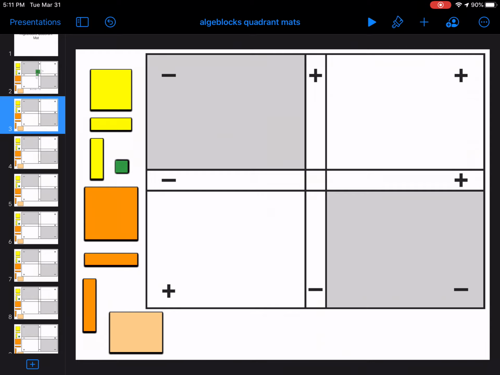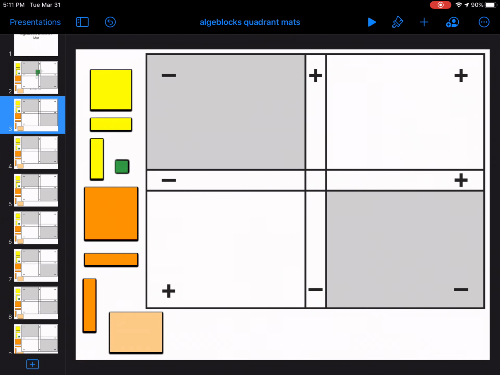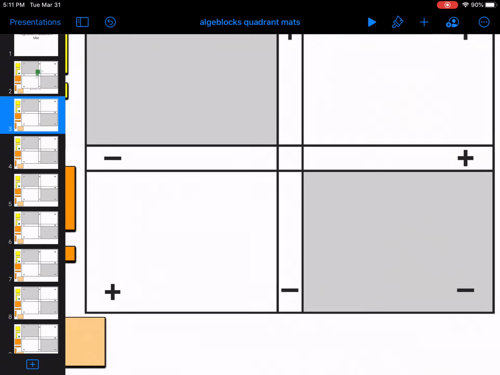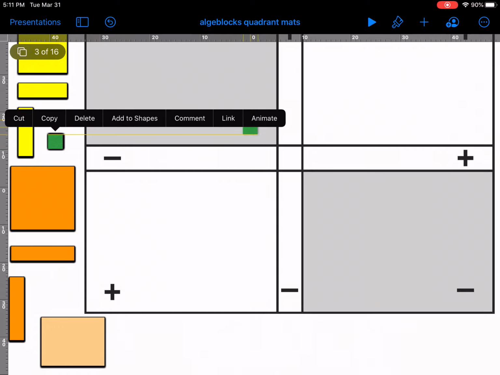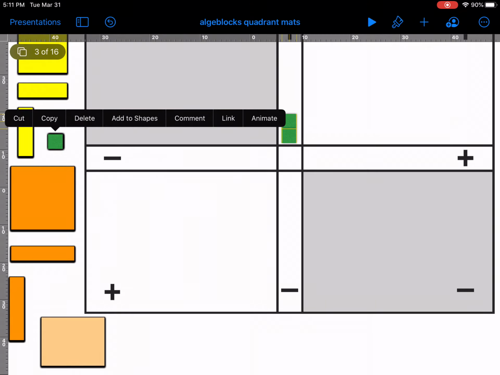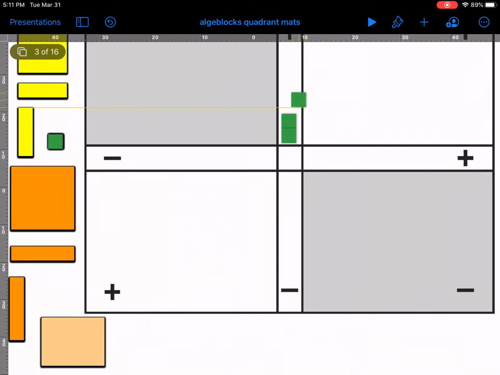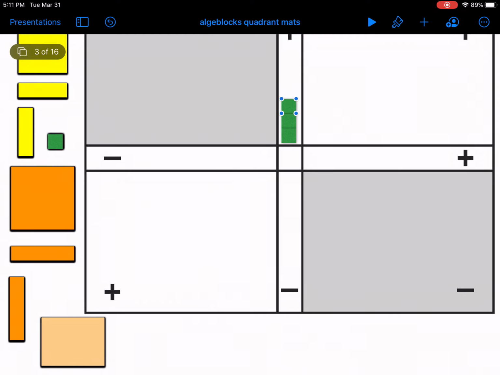Okay, so it was 3 times 2x? Let's check. 3 times 2x. So we need to put 3 on the vertical factor and 2x on the horizontal factor. So let's zoom in here. 3 on the vertical factor. There's 1. There's 2. And there's 3. And 2x on the horizontal.